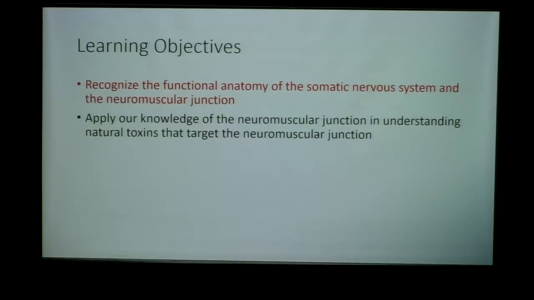So our first objective here is to recognize the functional anatomy of the somatic nervous system and the neuromuscular junction. As we talk about the somatic nervous system and the neuromuscular junction, I really want you to be drawing contrast in your mind to important differences between the neuromuscular junction and the neuroeffector junction, okay? Again, not compartmentalizing this, but really connecting it. What distinguishes the NMJ from the neuroeffector junction?